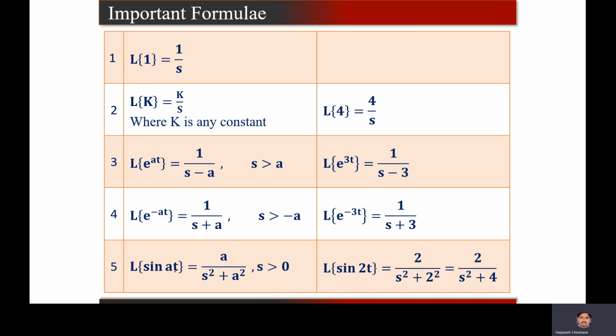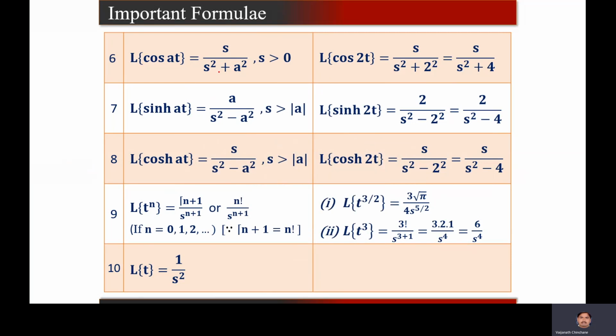Okay, so Laplace of sin at is a upon s square plus a square. Next, Laplace of cos at is s upon s square plus a square. Then Laplace of sinh at is a upon s square minus a square. Laplace of cosh at is s upon s square minus a square. Laplace of t raised to n equal to gamma of n plus 1 upon s raised to n plus 1 if n is fractional, and if n is an integer, Laplace of t raised to n is equal to n factorial upon s raised to n plus 1. And the most important formula is gamma of n plus 1 equal to n factorial.